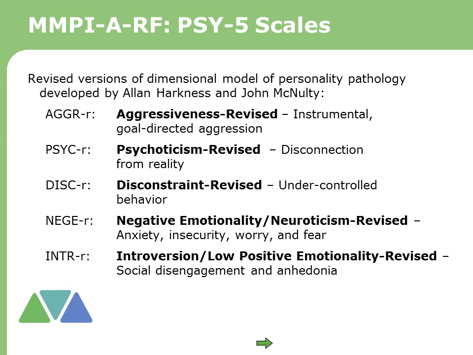And we ended up with 5 scales that range from a 13-item psychoticism, a negative emotionality scale, to a 20-item disconstraint scale.